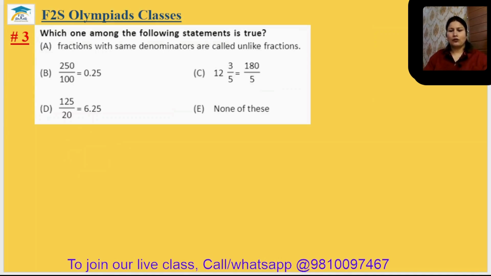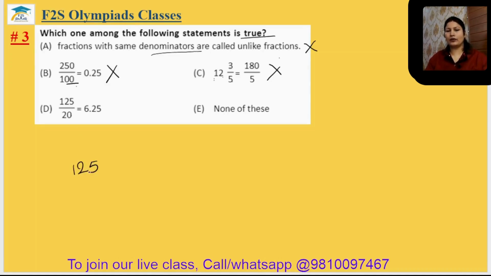Question number 3. Which one among the following statements is true? Fractions with same denominators are called unlike fractions? No, they are called like fractions. 250 divided by 100 equal to 0.25? No. 250 divided by 100, the decimal should be put before two digits from the right side. So it should be 2.5, not 0.25. 12 and 3 by 5, that is 63 by 5: 12 5s are 60, 60 plus 3. It should be 63 by 5. It is also wrong.